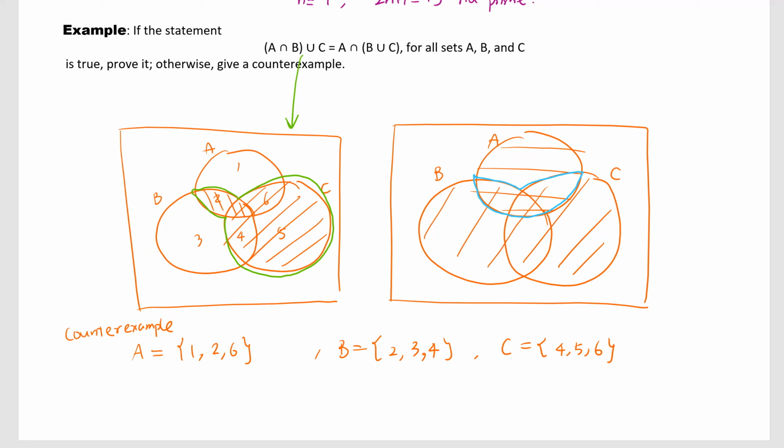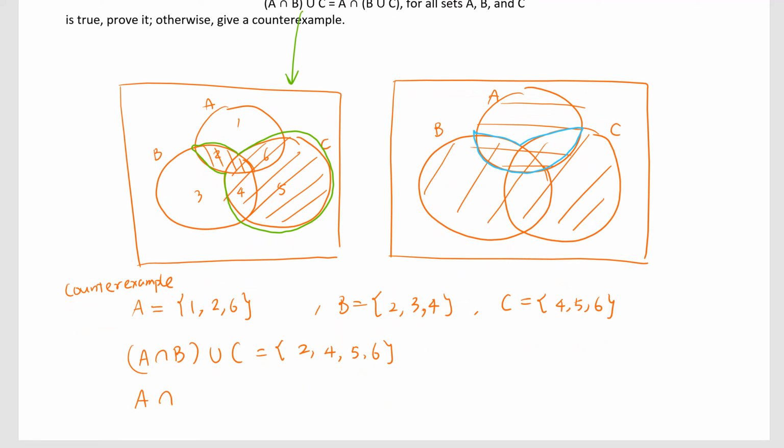Now on the left hand side, (A ∩ B) ∪ C is the set of numbers in the green region, that's 2, 4, 5, 6. And on the right hand side, A ∩ (B ∪ C), those are the numbers in the blue region, which is 2 and 6.